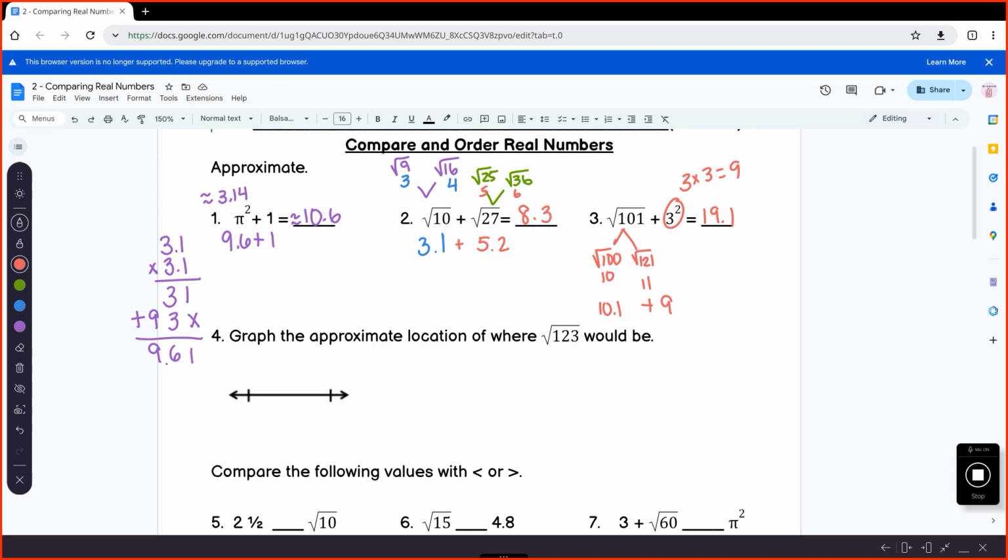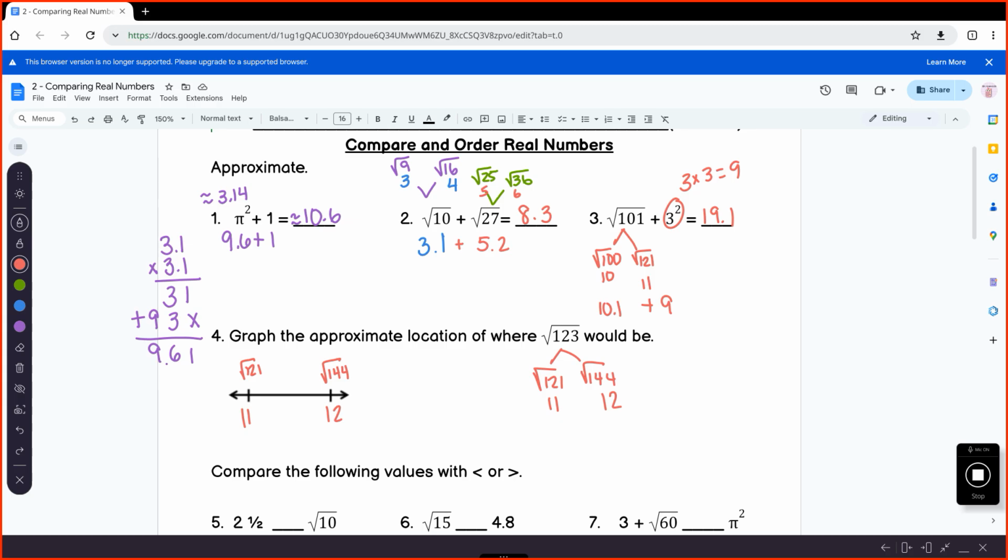All right, so next, number 4, I'm going to graph and approximate the location of the square root of 123. All right, so 123 is between the two perfect squares, 121 and 144. So the square root of 121 is 11. The square root of 144 is 12. So we are between the whole numbers 11 and 12, or the square root of 121 and the square root of 144. So 123 is closer to 121 by a lot compared to 144, right?